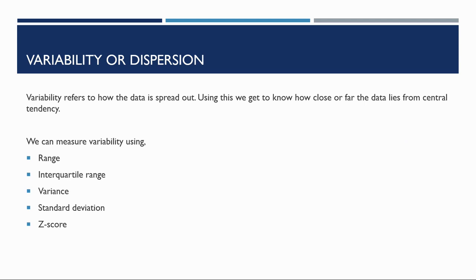Using this, we'll get to know whether data lies close or far from the central tendency. The main measures of variability are range, interquartile range, variance, standard deviation, and z-score. So we'll see them one by one.